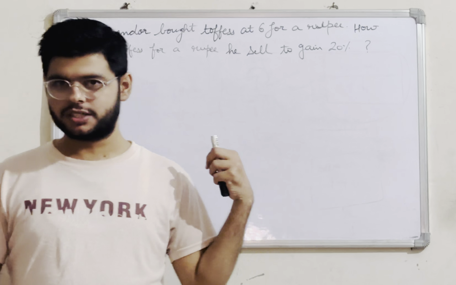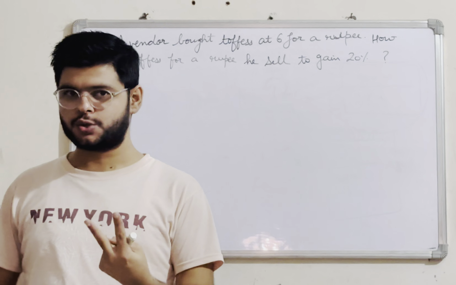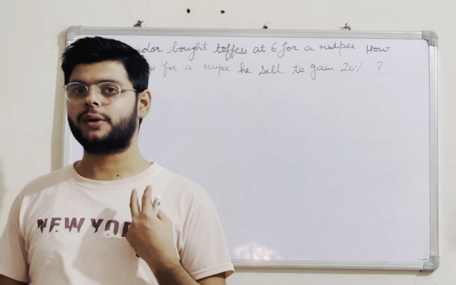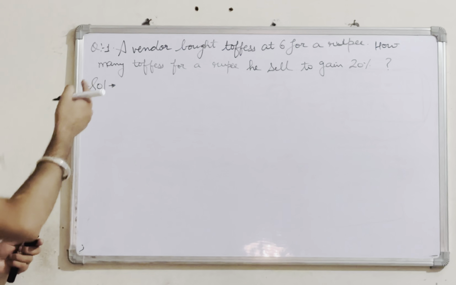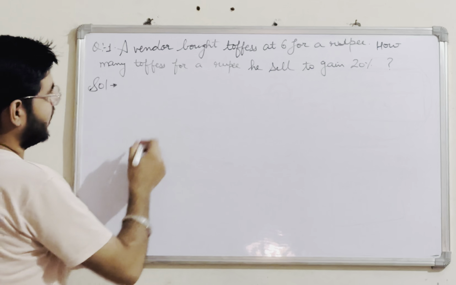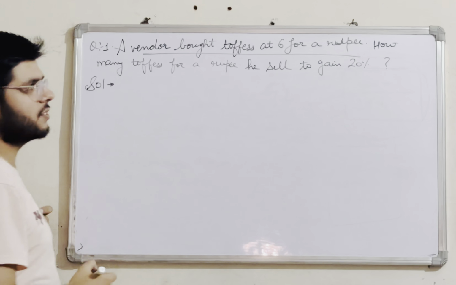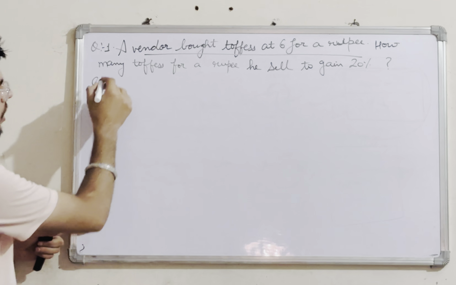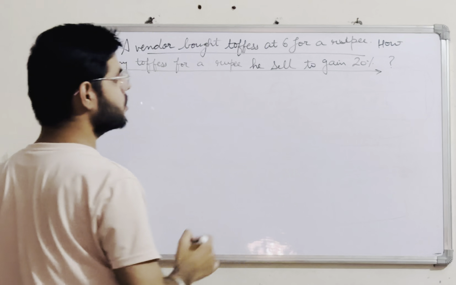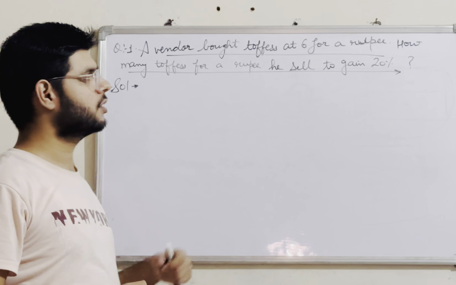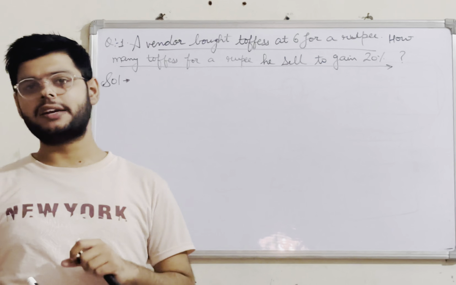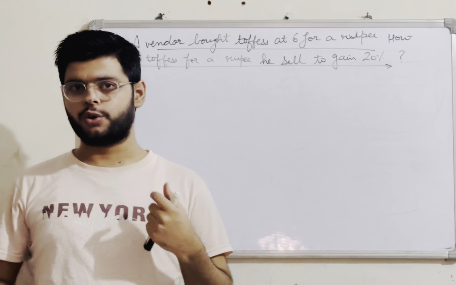And today in this session, we'll be learning two other tricks to solve two most asked aptitude and quant questions. So the question states that a vendor bought 6 toffees for ₹1. How many for ₹1 he should sell to get a gain of 20%? So the question asks that the vendor purchased 6 toffees for ₹1.